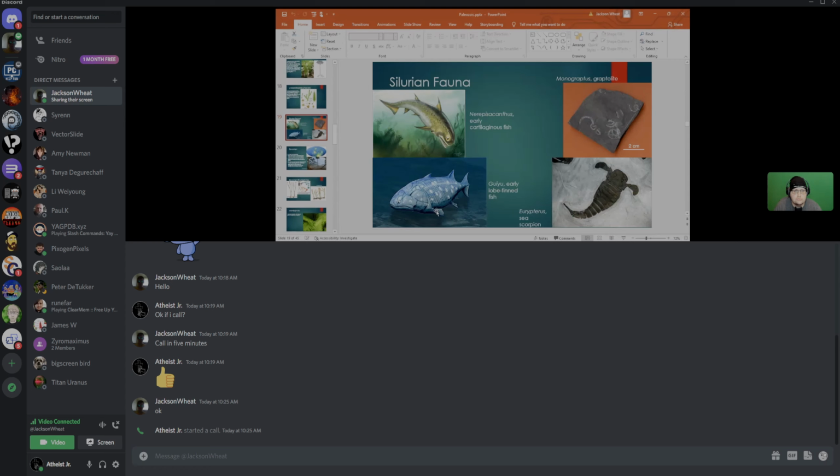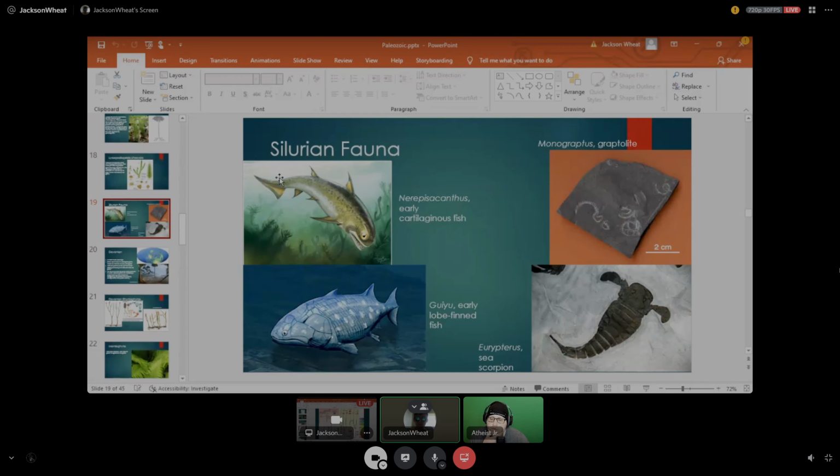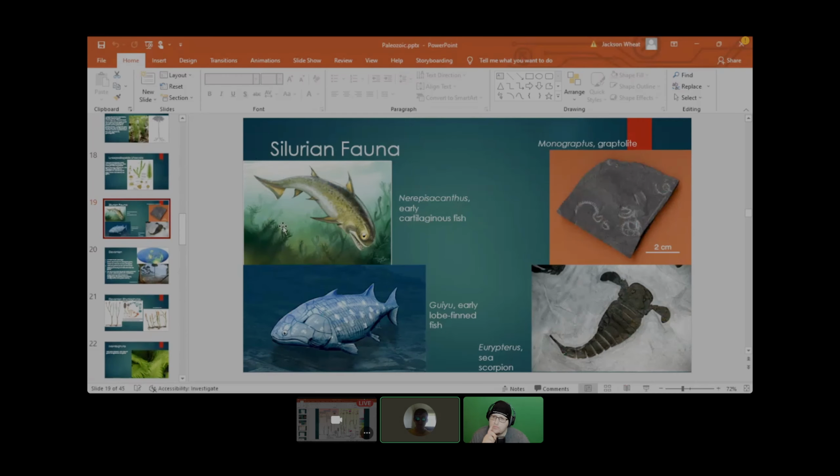Whereas ray-finned fish are like all the other fish you can think of. Right? Like carp, bass, flounder. Basically every fish you can think of that isn't either a coelacanth or lungfish is a ray-finned fish. And then of course your cartilaginous fish, so those are the shark, skates, and rays group. So this is Neuroplesiacanthus. Neuroplesiacanthus, sorry.